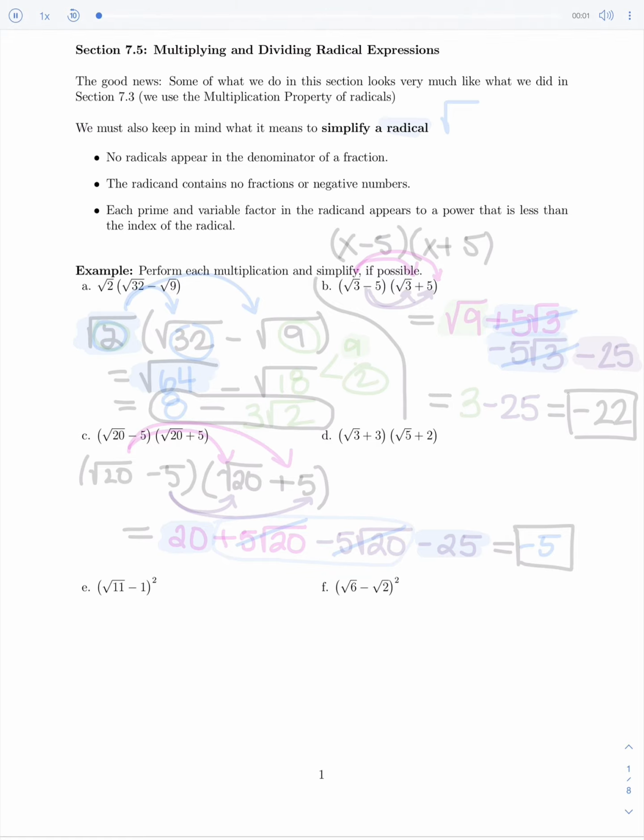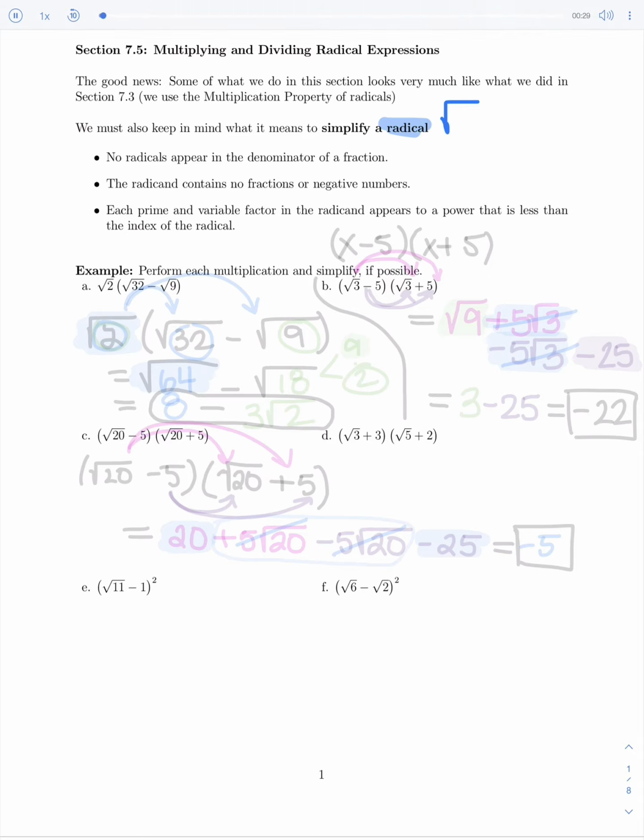Let's look at section 7.5, multiplying and dividing radical expressions. Basically what this means is we're going to be looking at expressions and multiplying and dividing things with radicals. Remember, radicals are just a fancy way of saying that you have a root of some kind, whether that be a square root, a cube root, a fifth root. Most likely, though, we're going to see square roots.